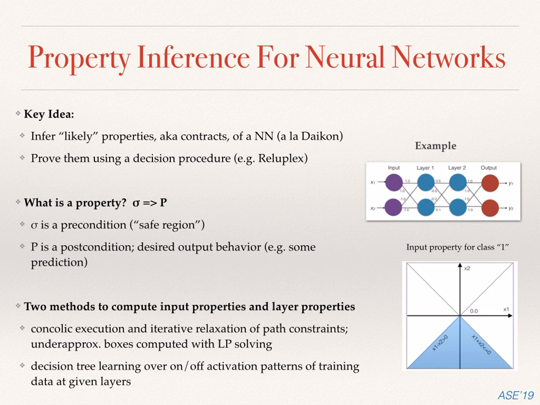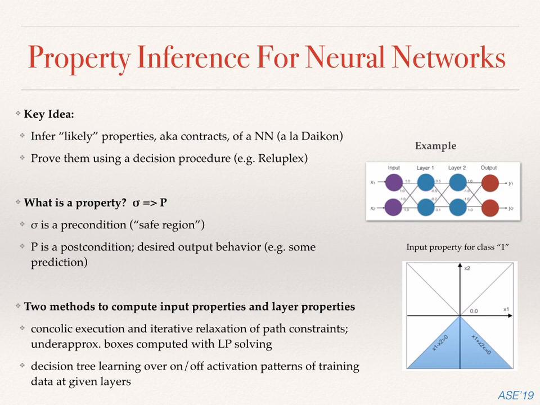So going back to a high-level description, what is a property? A property is of the form sigma implies P, where sigma is a precondition and defines a safe region in which the network behaves safely or as expected, and P is a postcondition which specifies the desired output behavior. For instance, that the network has some desired prediction.